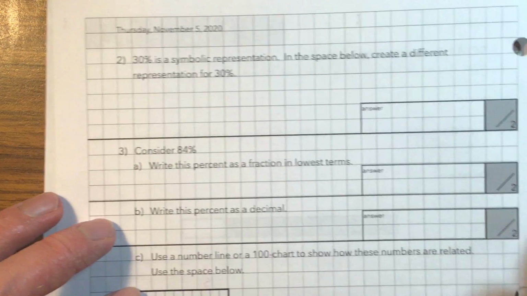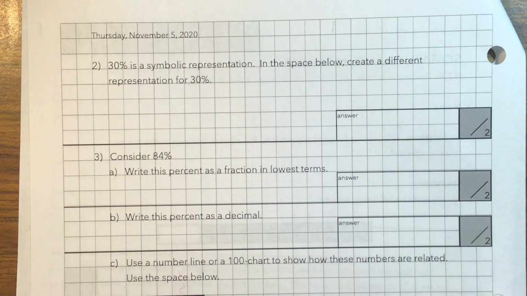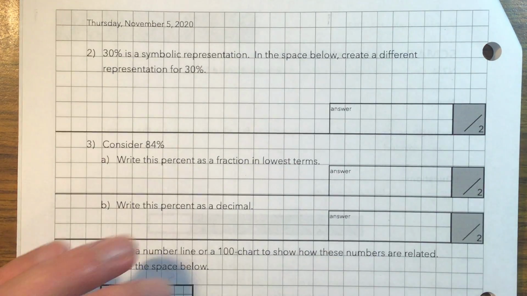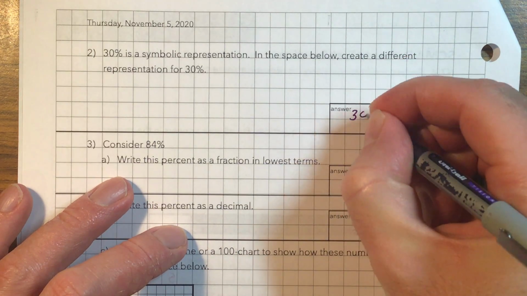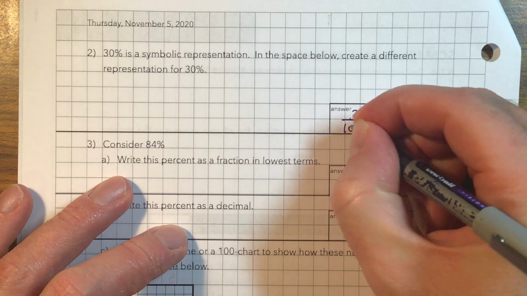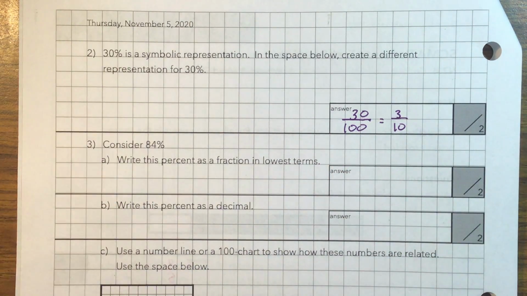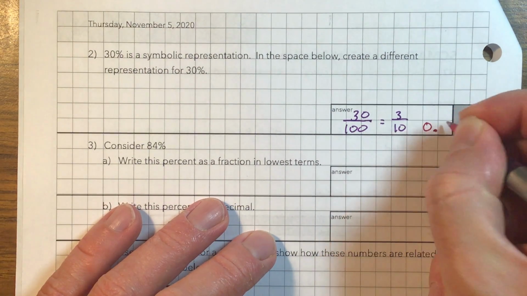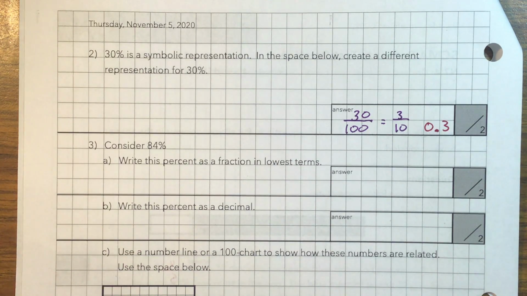Page number 2. 30% is a symbolic representation. In the space below, create a different representation for 30%. Well, there's two different representations. There's two numerical representations. We can represent it as a fraction, 30 out of 100, or 3/10. That's one way. The second way is as a decimal of 0.3. Those are the two different ways that you can represent 30% as numbers.